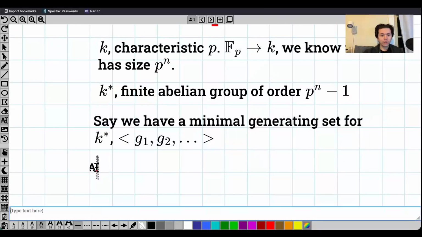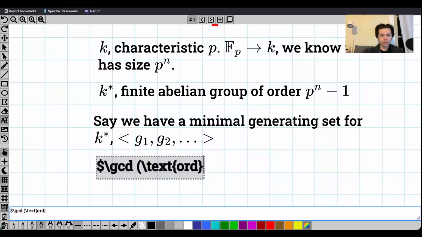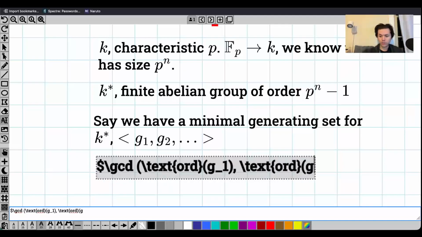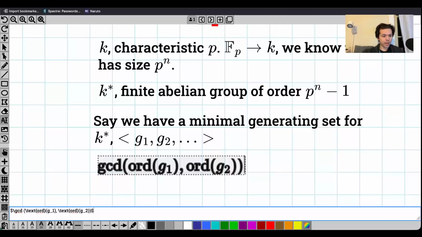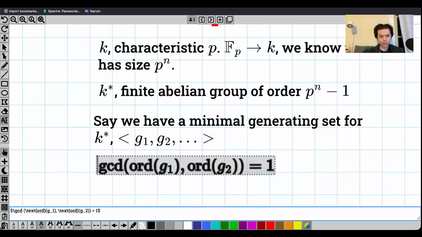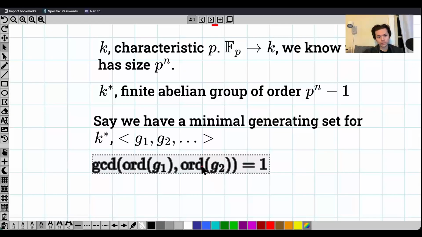Okay. Well, the first thing we can notice is that the greatest common divisor of the orders of these two elements, g1 and g2, where the order is the size of the group they generate, or the smallest integer power that yields the identity element, which is 1 in this case, is 1.